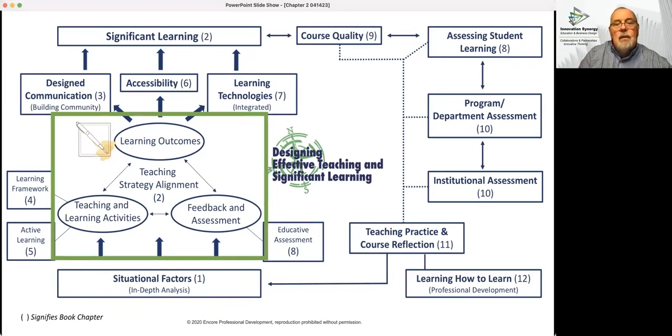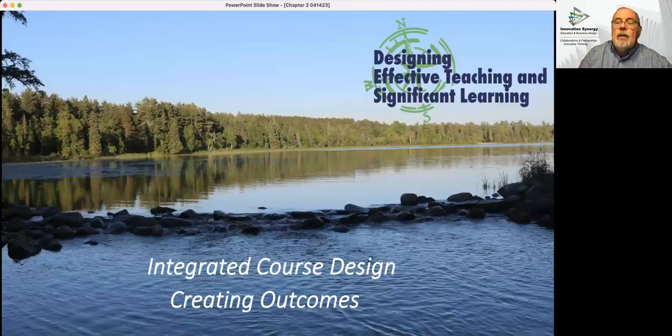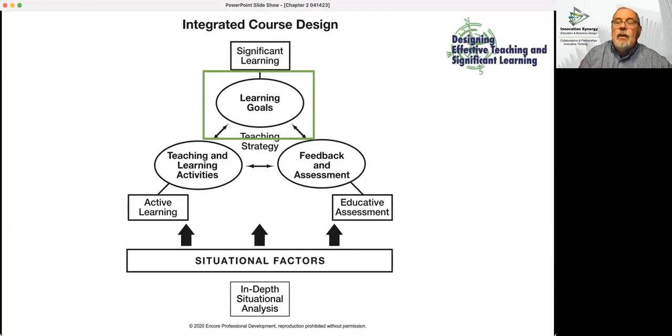It's a little thick, it's a little heavy. It's one of the bigger chapters in the book, but at the same time, I want to explain some of the thinking behind all of this as you go through it. So we're really calling this the integrated course design. And the first part of that is going to be creating outcomes. And that is what drives everything.